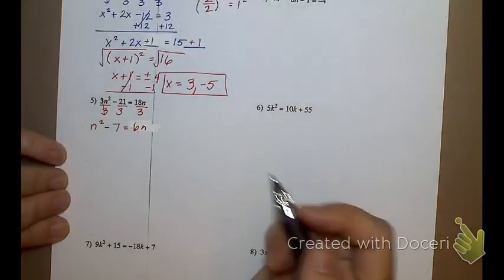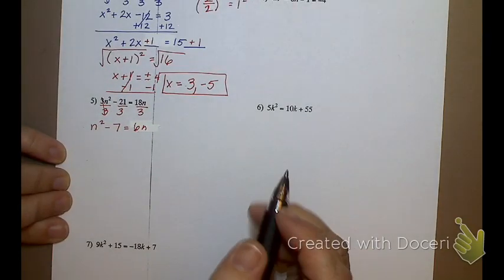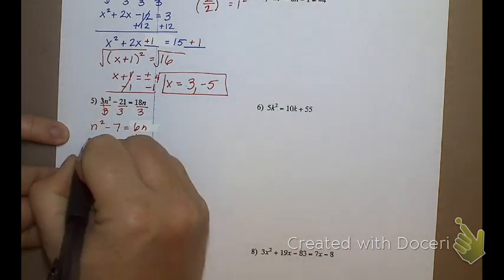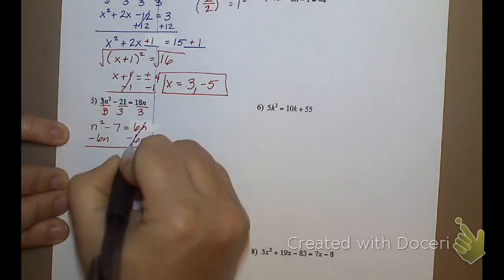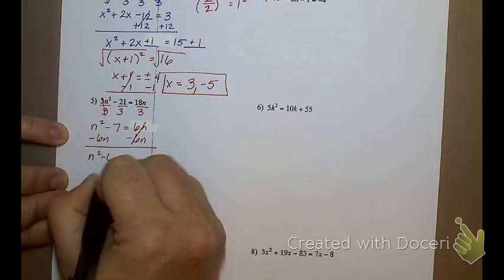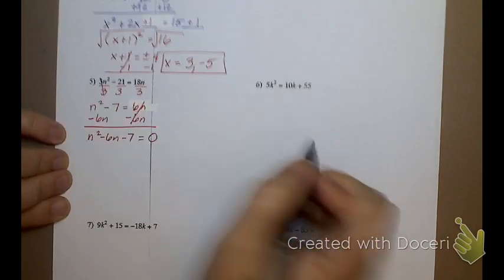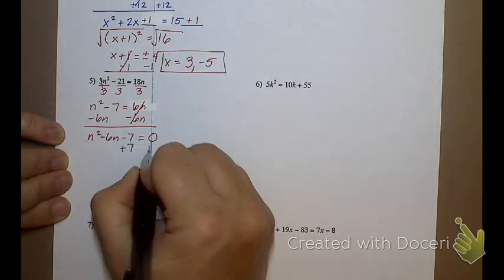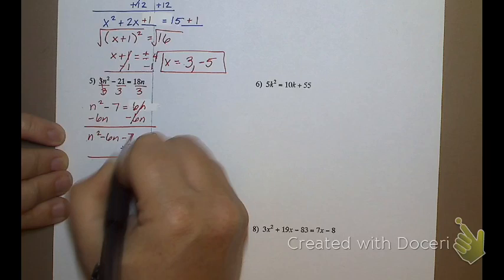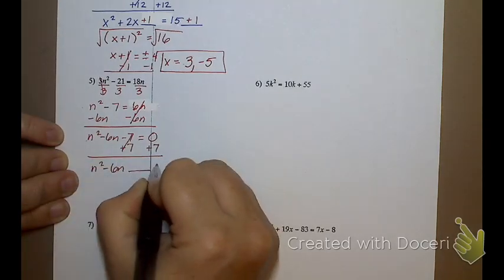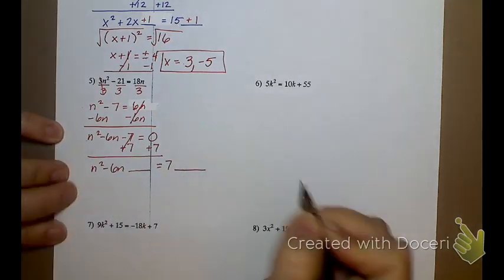All right, I got some things on the wrong sides, though. What do I have to do? Subtract the 6n. That gives me n squared minus 6n minus 7 equals 0. Then I add 7. So n squared minus 6n blank equals 7 blank.